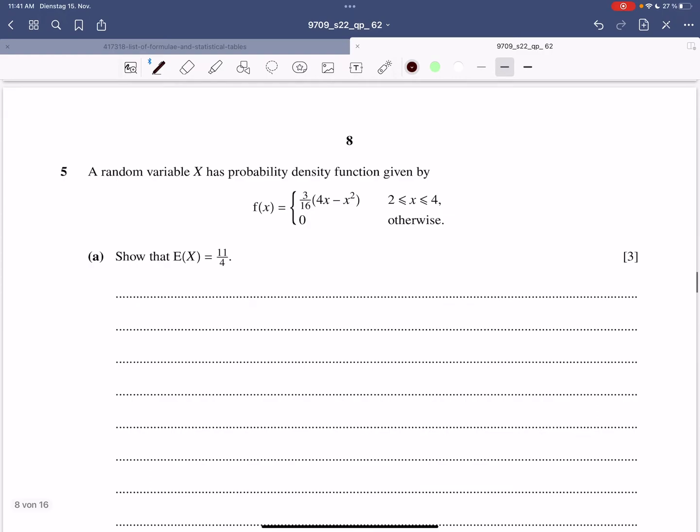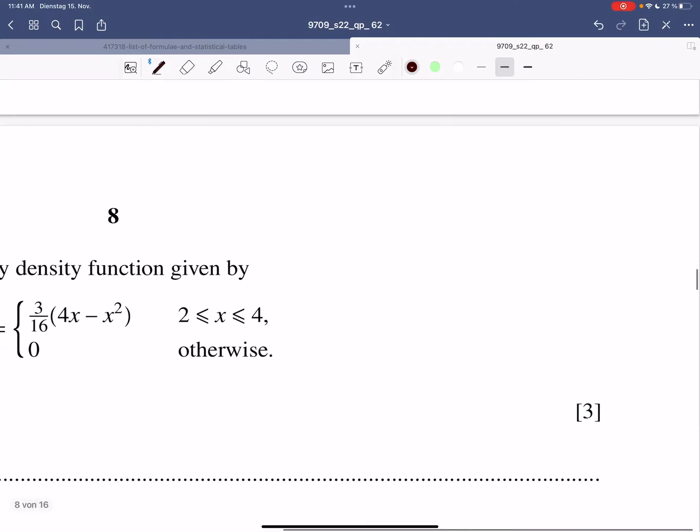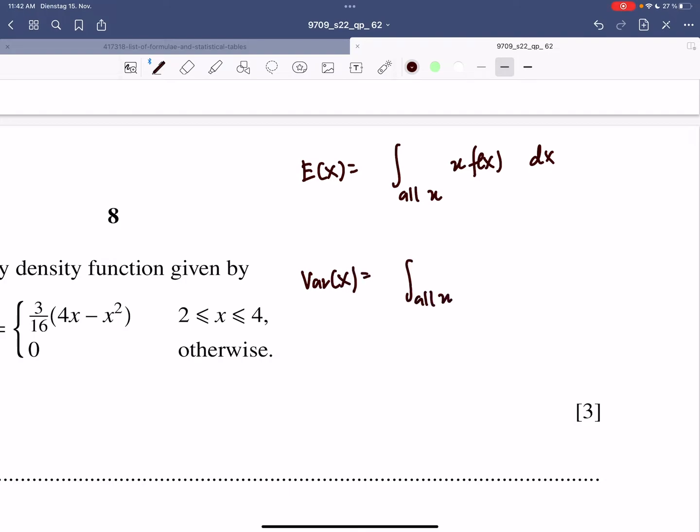So question number 5. A random variable x has probability density function, given by blah blah blah. Show that expectation is 11 over 4. So let me write down the formula here. For probability density function, the expectation is the integral over all x of x f(x) dx, and for variance, the integral over all x of x squared f(x) dx minus mu squared. The difference is that this one the function is multiplied by x, this one the function is multiplied by x squared, and you have another extra one, you have to minus the mu squared.